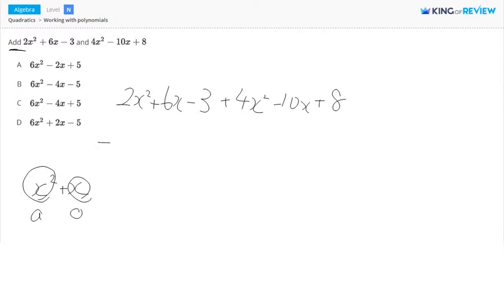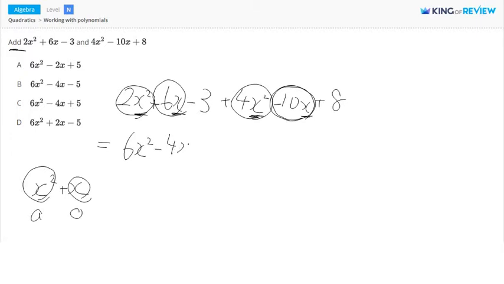But what you can do is you realize that there's going to be an x squared here and another x squared over here. So you have 2x squareds over here and a 4x squared, and if you add those two, you're going to end up with a 6x squared. And also 1x here and another x here. So if you add the positive 6x and a negative 10x, be careful with your negatives, negative 10x, you're going to end up with a negative 4x.